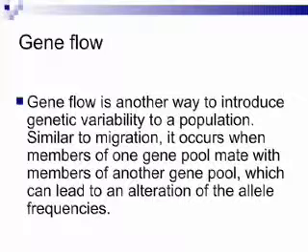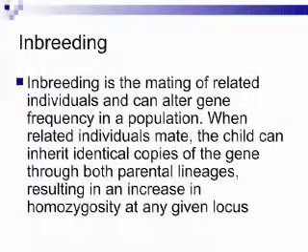Similar to migration, it occurs when members of one gene pool mate with members of another gene pool, which can lead to an alteration of the allele frequencies. Inbreeding is the mating of related individuals and can alter gene frequency in a population. When related individuals mate, the child can inherit identical copies of the gene through both parental lineages, resulting in an increase in homozygosity at any given locus.